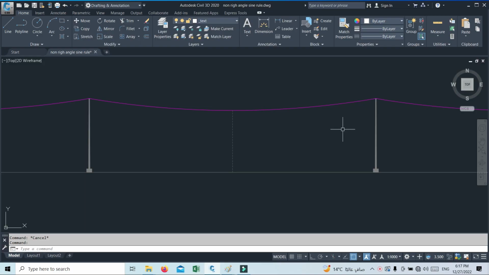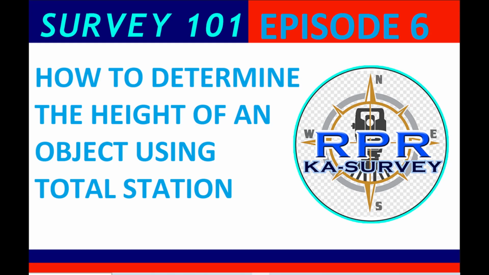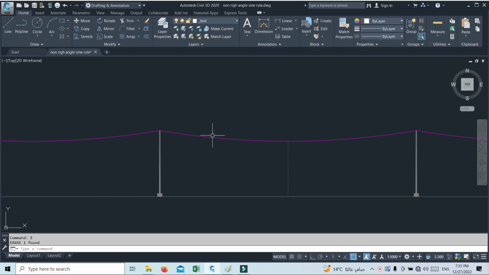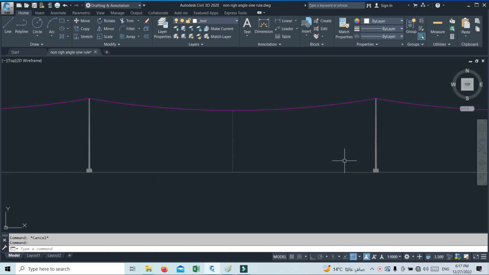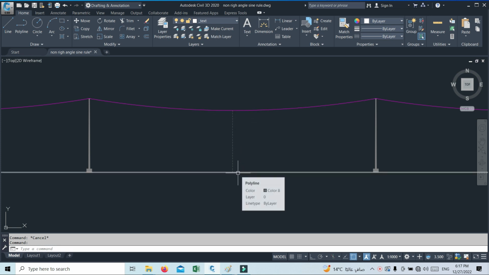In this episode, we will determine the height of an object using an unconventional way of measurement. This represents the electric post, and then the cable. Now, we need to determine the height of the cable relative to the ground.